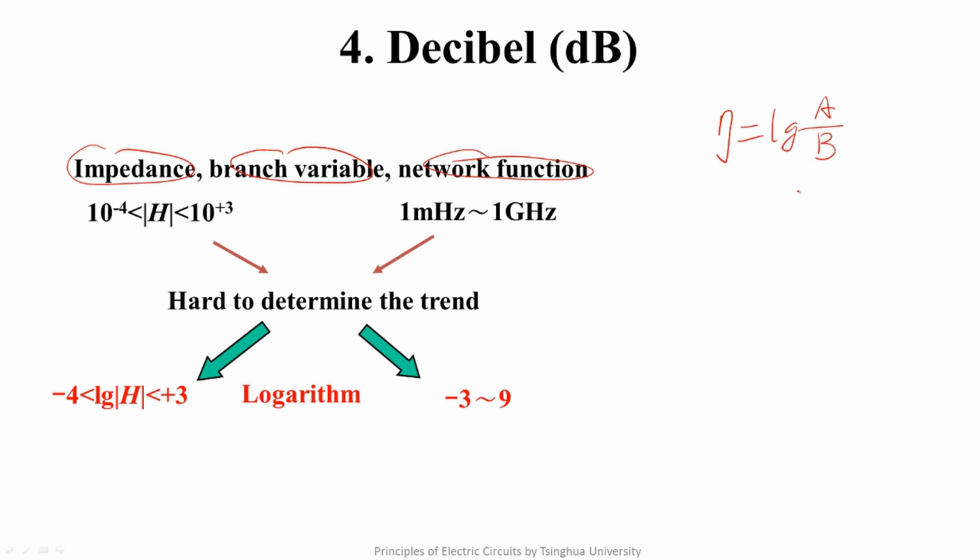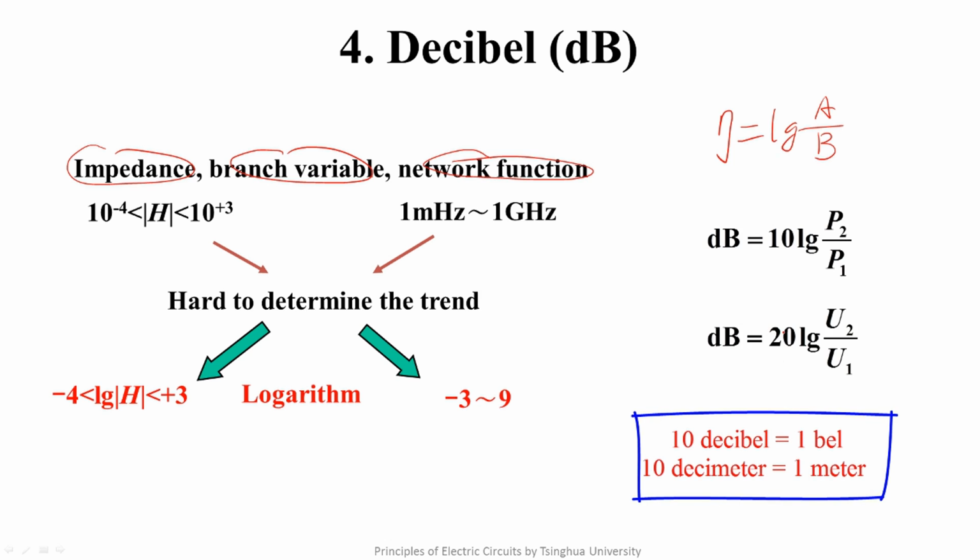We found later that the value is still too small. So we further put forward the concept of dB, decibel. The value is multiplied by 10 or 20. The relationship between dB and Bell is a bit like the relationship between decimeter and meter.